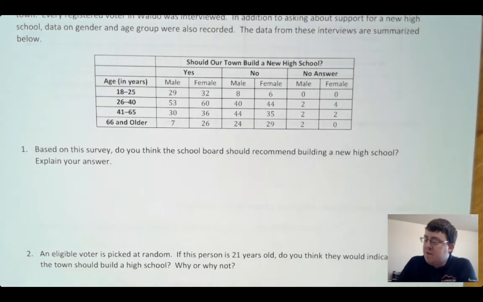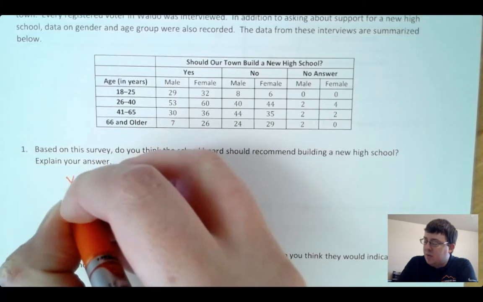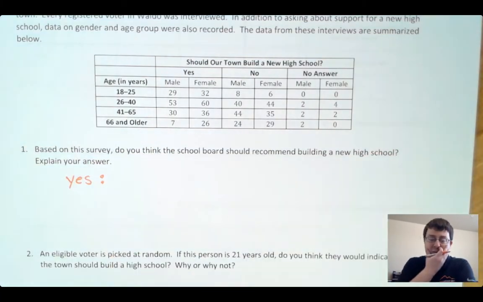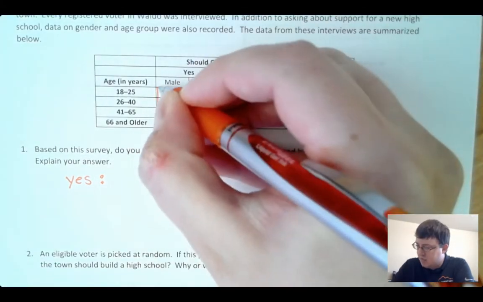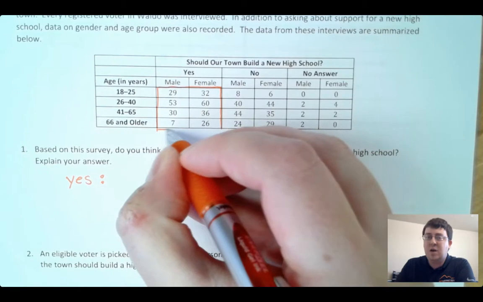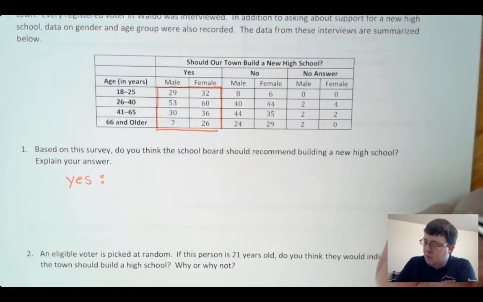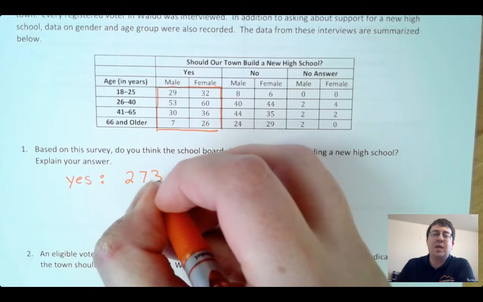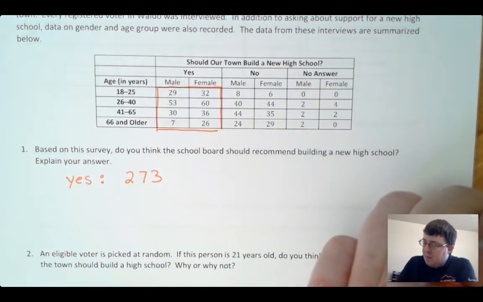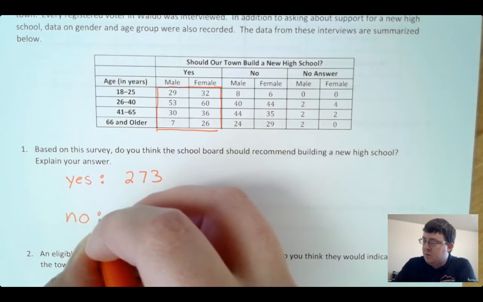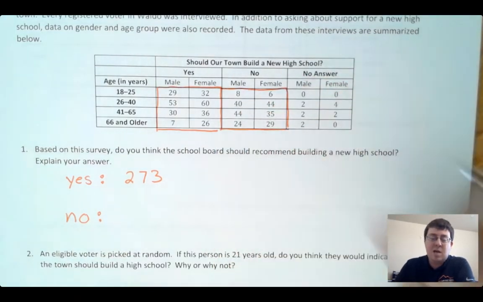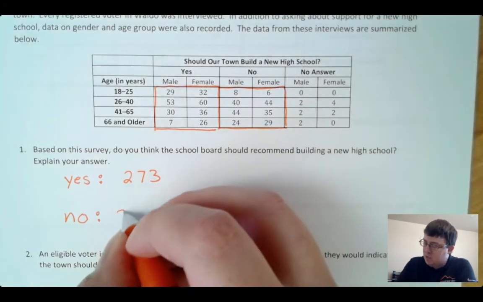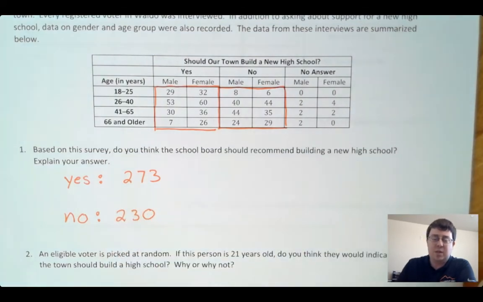Well, where I might first look is how many people voted yes. I want to take all of these and sum them up. So if I take all the yes votes and sum them up, I should get 273 total yes votes. Then I might want to compare to the number of no votes. How many people don't want the new high school? If I sum those up, pretty easily I get 230 people who don't want the high school.